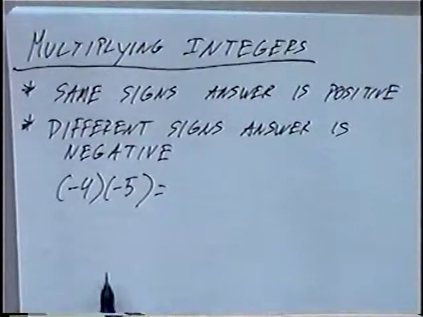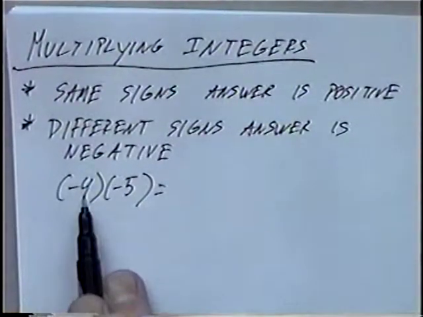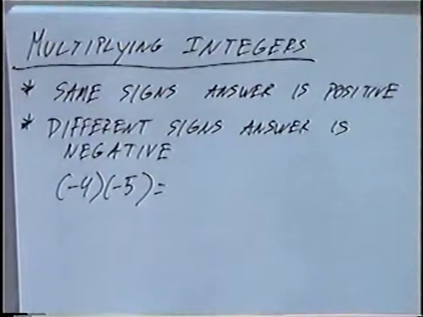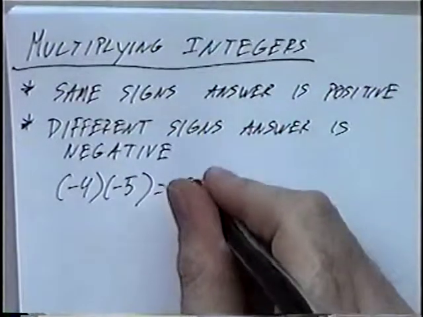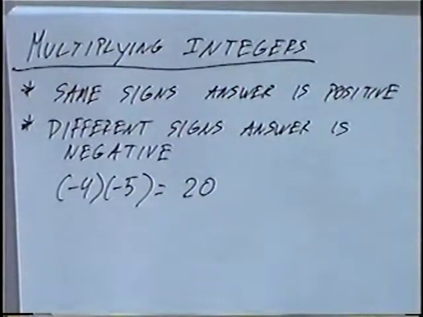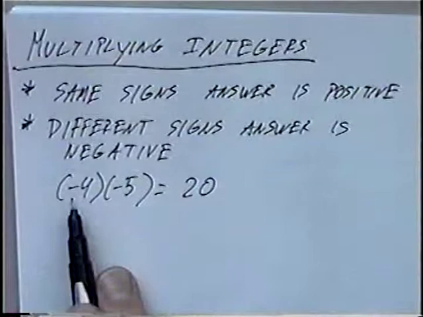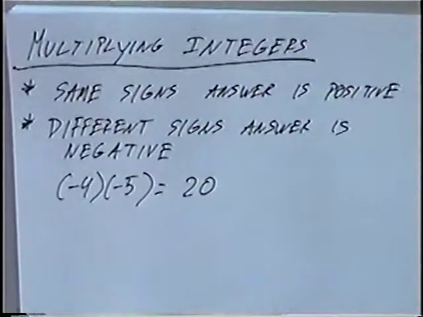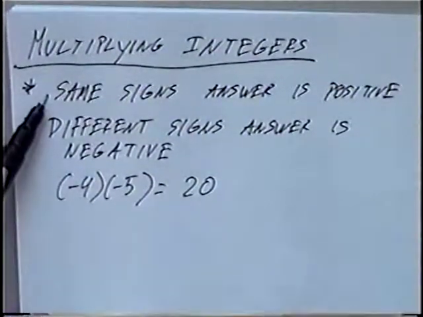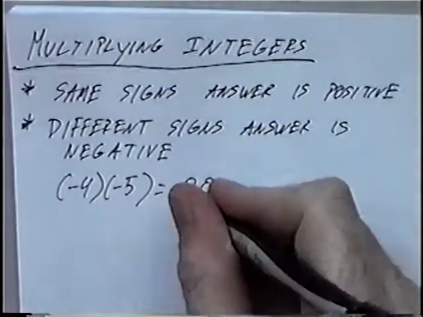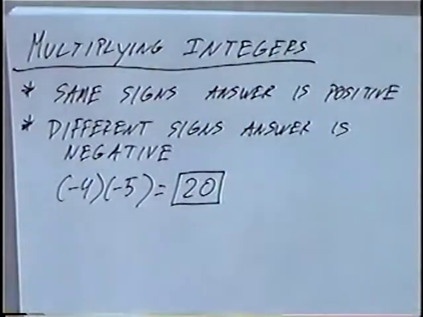First thing we can do is multiply the numbers, ignoring the negatives. 4 times 5, which would be 20. And looking at the signs, both numbers are negative, so they have the same signs. The definition, when you have the same sign, answer is positive, so the answer would be positive 20.